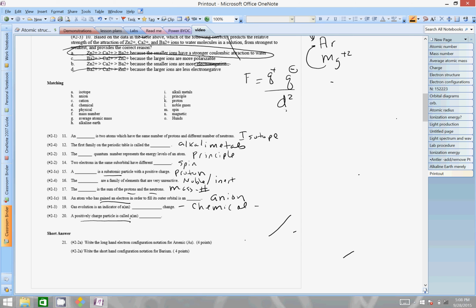Positively charged particle is called a... Now again, you could put down proton, but of the options listed there, maybe this is the time to use the cation.